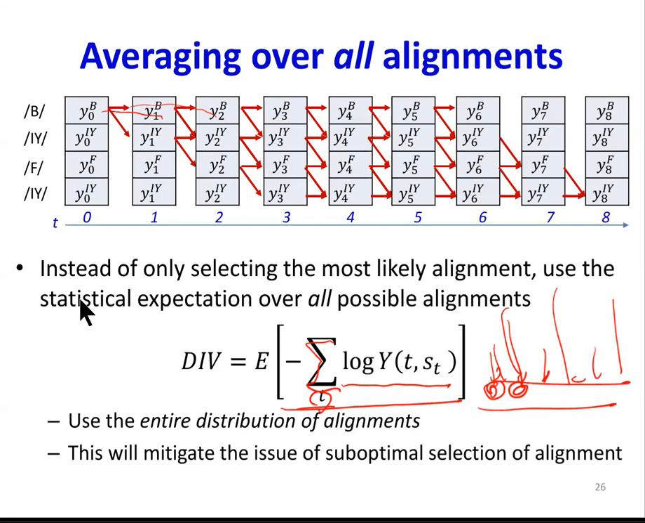The most likely alignment, what was the most likely alignment, Ame? That gave you the Viterbi, right? So we don't want to do that. We want to average over all alignments, right? And so here's what happens.